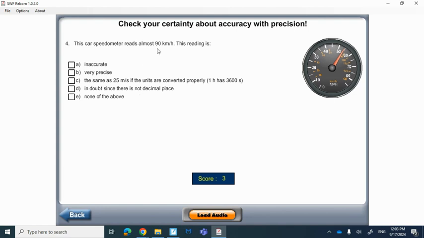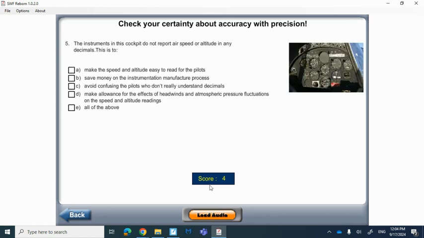Car speedometer, 90 kilometers per hour. Is it inaccurate? Very precise. In doubt, since there's not a decimal place. This one's a little bit unfair. Like, you haven't really done this one yet, but this is the correct answer that they're saying here. I would like this one to be more like, would it be better if it had 7 decimal places? And the answer would be no. Okay, but if you converted to meters per second, it would be that value. We'll see that later on more specifically.